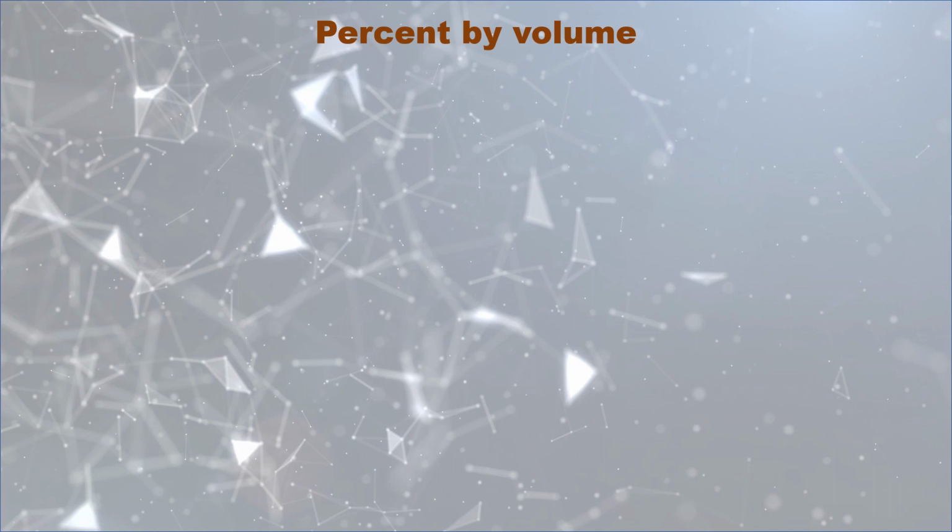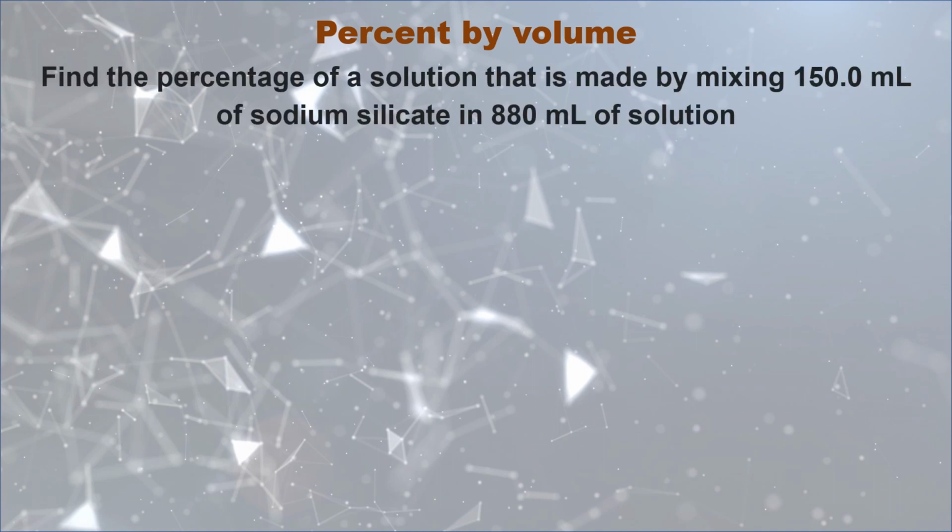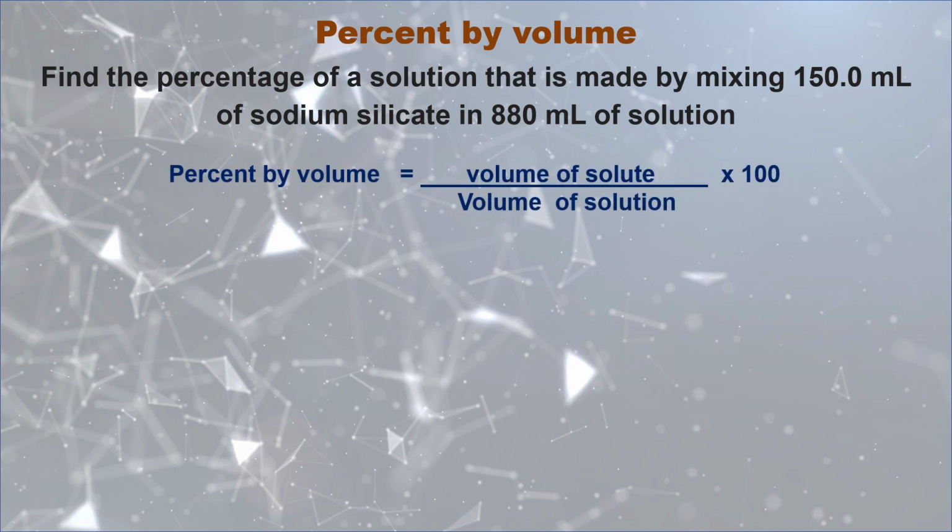Next concentration unit is the percent by volume. So here is the example or the problem in your LMS. Find the percentage of a solution that is made by mixing 150 ml of sodium silicate in 880 ml of solution. Now, your formula in here is percent by volume is equal to volume of solute over the volume of solution times 100.